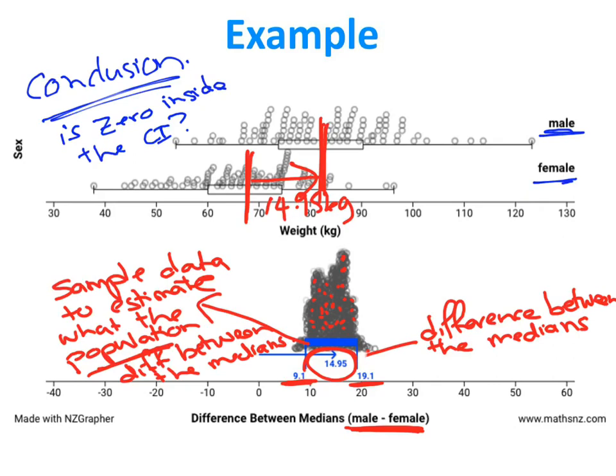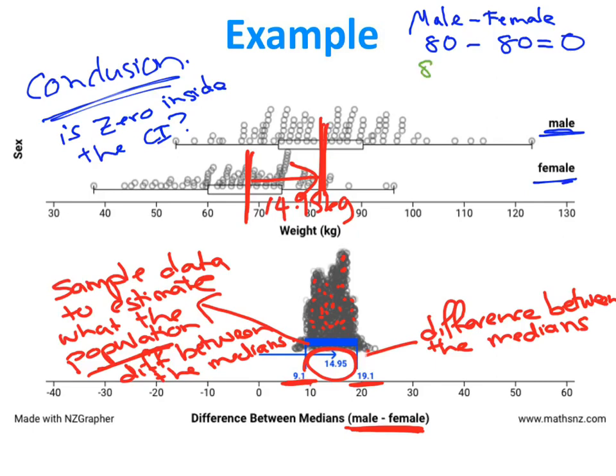Okay, now the reason I'm doing that is I'm subtracting two things. I'm doing male median minus the female median. Say these numbers were the same. So if I had a male median of 80 kilos minus the female median of 80 kilos, that would give me a difference of 0. So that tells me that the median of the females could be exactly the same as the median of the males. And that's why I'm looking for whether 0 is inside the confidence interval.